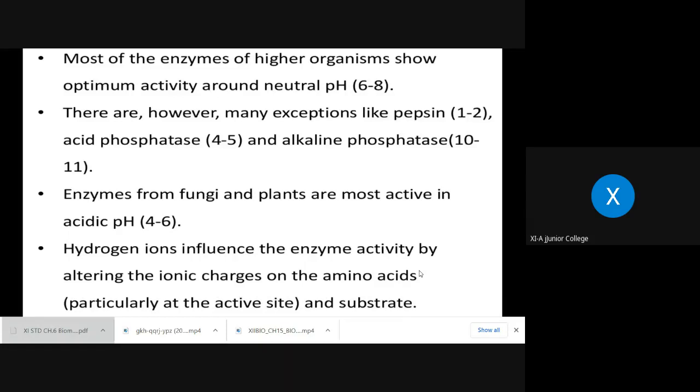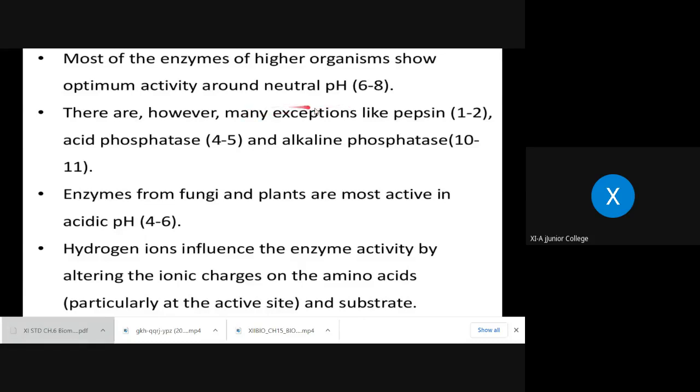Most of the enzymes of higher organisms show optimum activity around neutral pH, and neutral pH is 6 to 8. But there are, however, many exceptions like pepsin, which acts between 1 to 2, acid phosphatase between 4 to 5, and alkaline phosphatase between 10 to 11. These are the pH mentioned in the bracket. Enzymes from fungi and plants are most active in acidic pH, that is between 4 to 6. Hydrogen ions influence the enzyme activity by altering the ionic charges on the amino acids, particularly at the active site and the substrate.